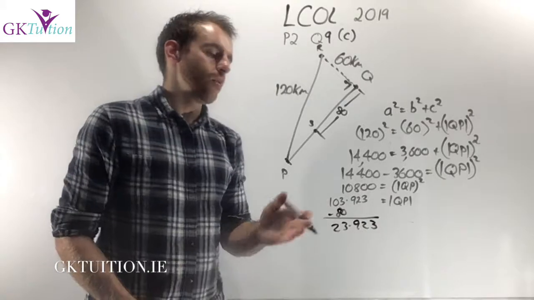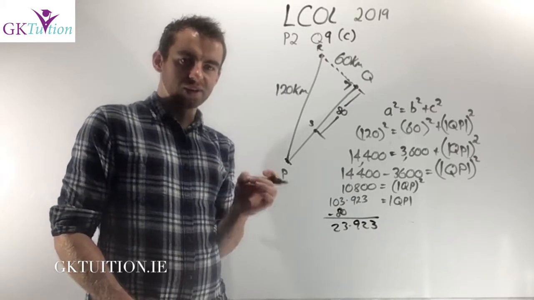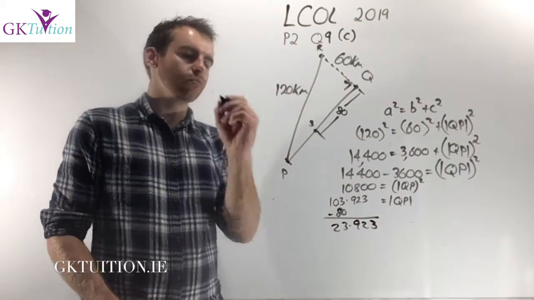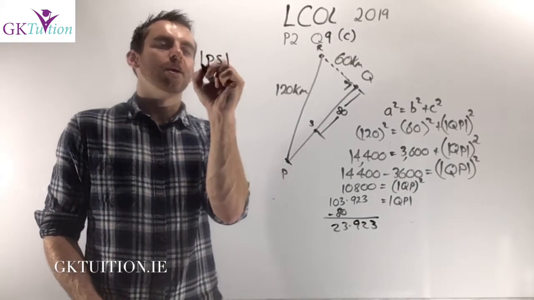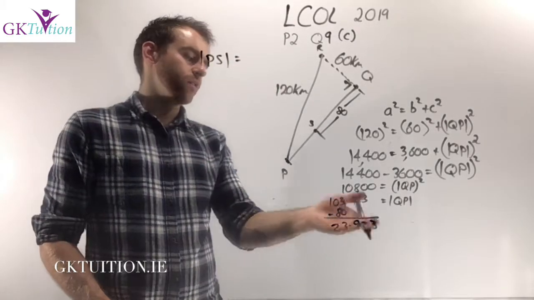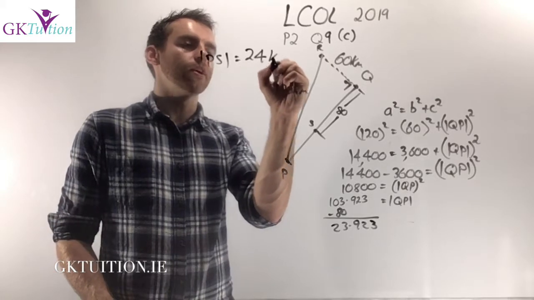and that works out as 23.923. However, the question asked me to leave it to the nearest kilometer, so obviously in this case I need to round up. And my final answer here, I can say that the distance PS, if you round that one up, is 24 kilometers.